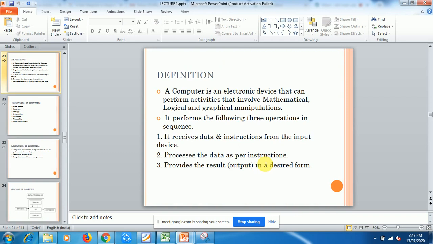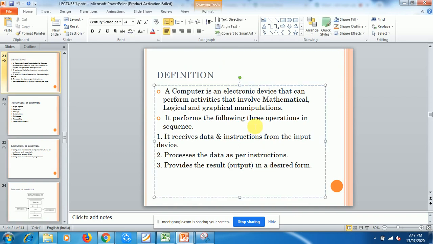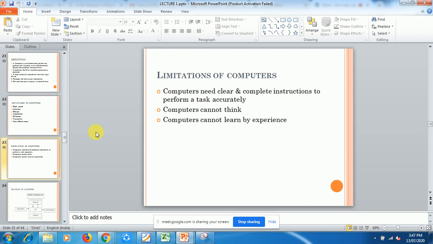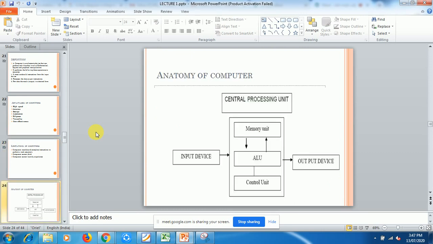We had seen the definition and the function of the computer. That is, it receives data and instructions from the input device, it processes the data with the use of the CPU, and it provides the output in the desired form. These are the three operations that are performed by the computer in sequence. Next, the advantages and limitations of computers, and this anatomy which I had given you for the assignment.